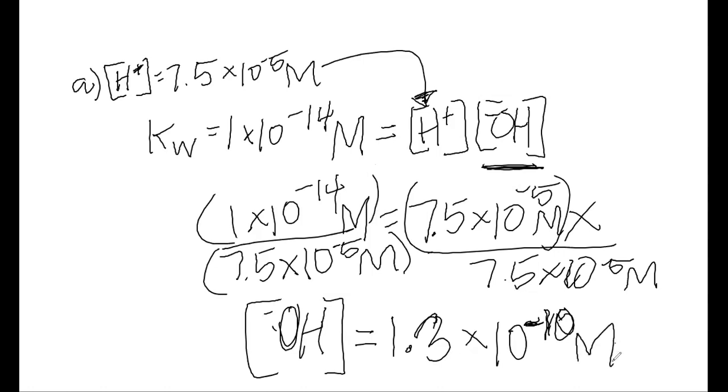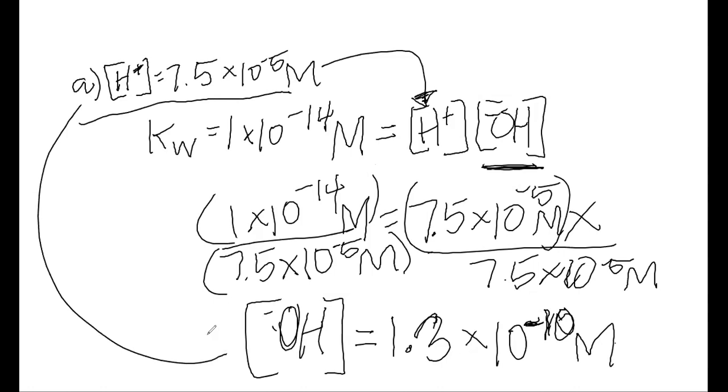All right, so let's compare. Is my OH concentration smaller or larger than my hydrogen ion concentration? I'm comparing 7.5 times 10 to the negative fifth to 1.3 times 10 to the negative 10. My hydrogen ion concentration is actually larger because it has the smaller negative exponent. So this part A would be acidic.